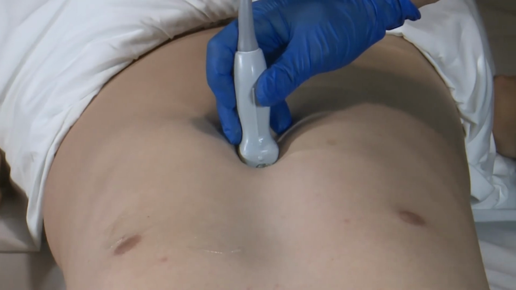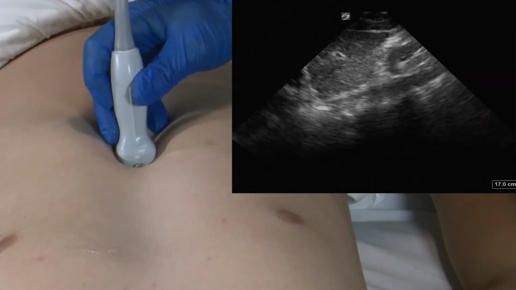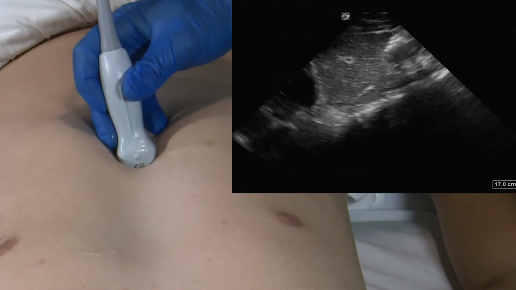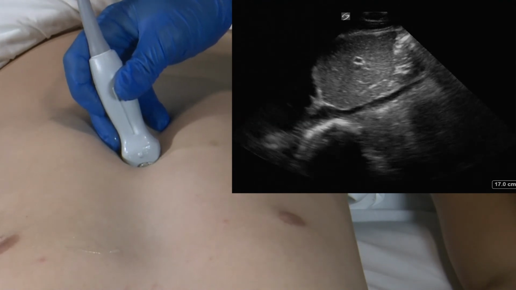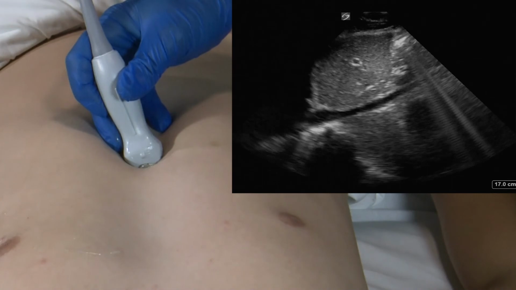To obtain a view of the inferior vena cava, we're going to place the transducer immediately underneath, or caudal to, the xiphoid process. We'll be in a sagittal orientation with the marker dot directed towards the patient's head. Once we've obtained this view, we're going to fan the probe slowly towards the patient's right side until we're able to see the IVC as it's dumping directly into the right atrium.